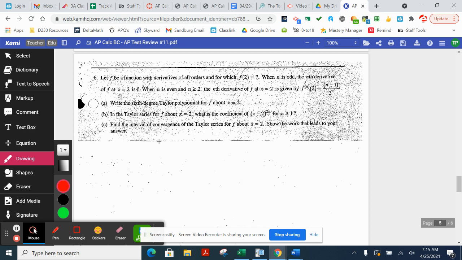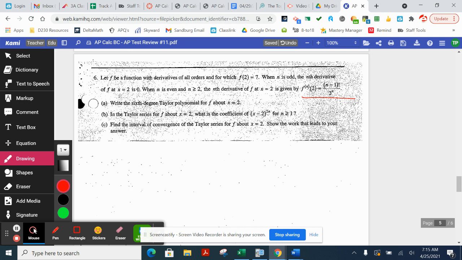Let f be a function with derivatives of all order, and then they're telling you that f of 2 is 7. If n is odd, so if n is a 1, a 3, 5, your nth derivative is 0, so you're not going to have that term at all. When n is even, and n is greater than or equal to 2, your nth derivative can be found using this formula right here. Write the 6th degree Taylor polynomial for the function about x equals 2.